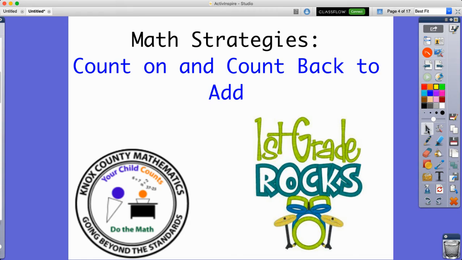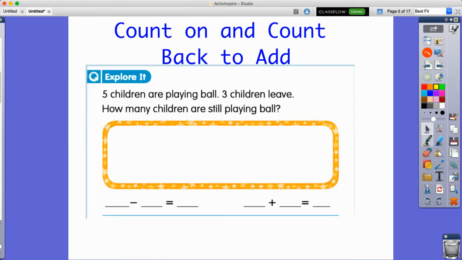Today's math strategy video is count on and count back to add. So our first example problem says 5 children are playing ball. 3 children leave. How many children are still playing ball? So I'm going to draw my 5 children right here. They're just going to be little stick figures.